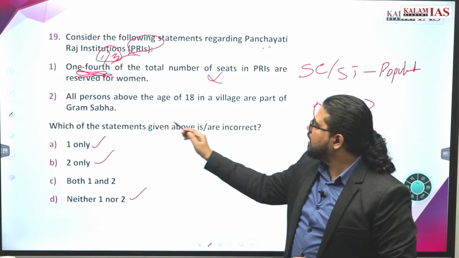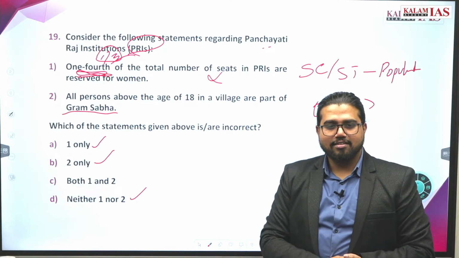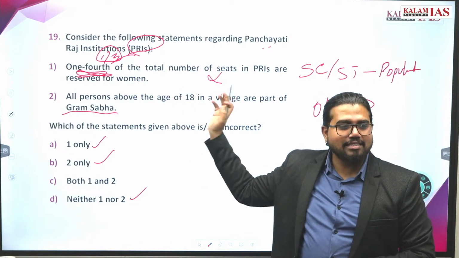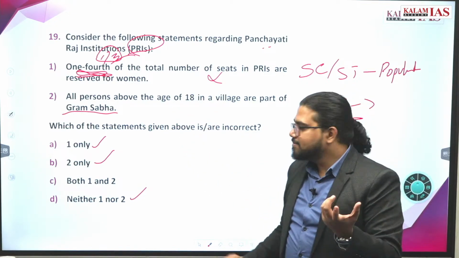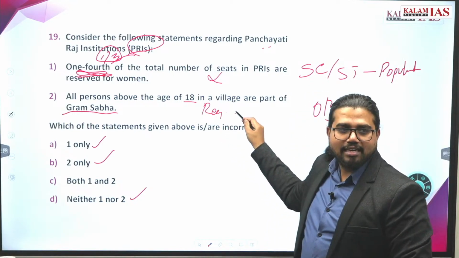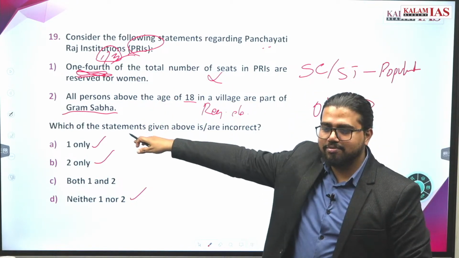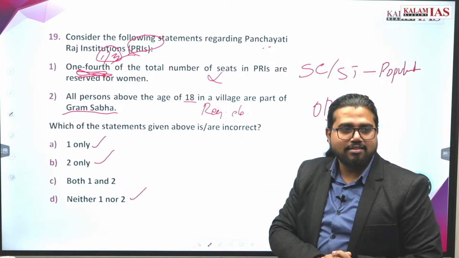Second statement, what is Gram Sabha? Seems very much correct, but it is not correct. Why is it not correct? Those who are above 18 and registered in the electoral roll are part of Gram Sabha. If you are not registered, then you are not part of Gram Sabha.